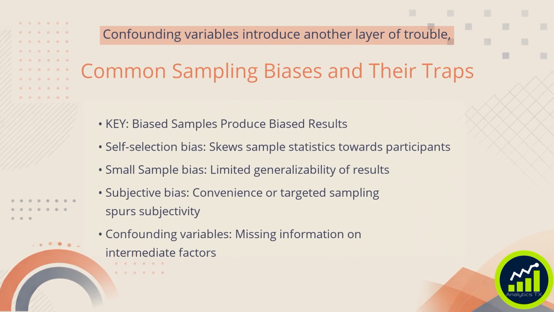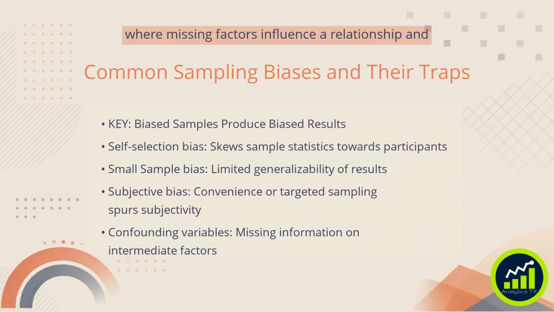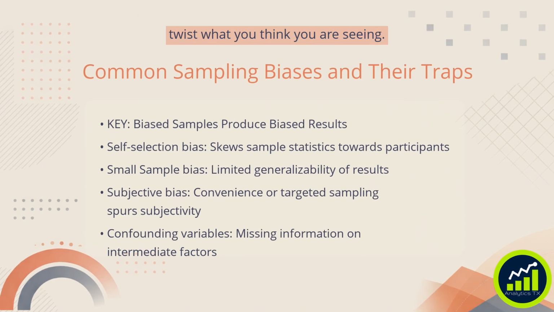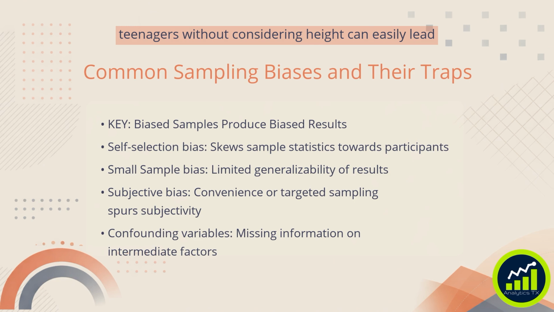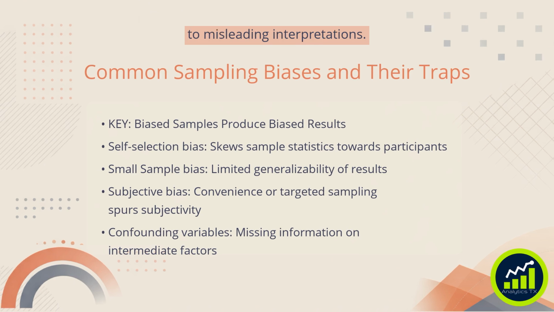Confounding variables introduce another layer of trouble, where missing factors influence a relationship and twist what you think you are seeing. For instance, studying age and weight of teenagers without considering height can easily lead to misleading interpretations.